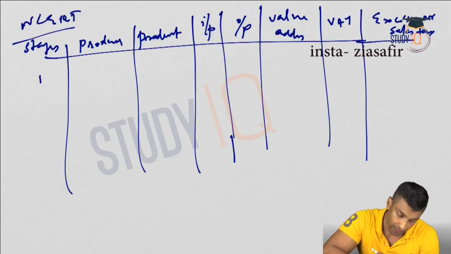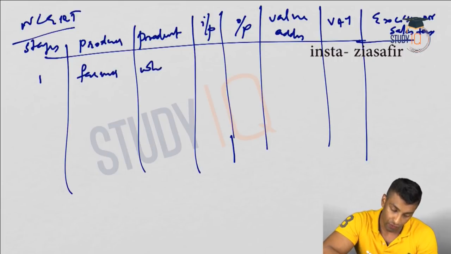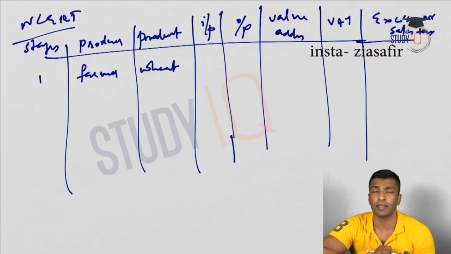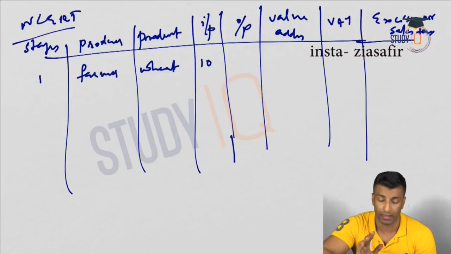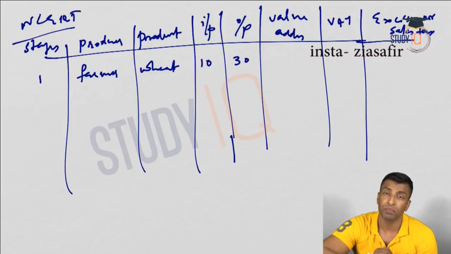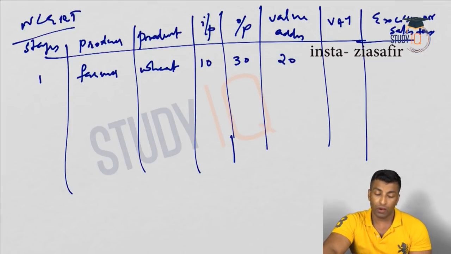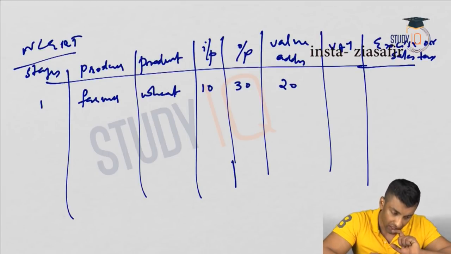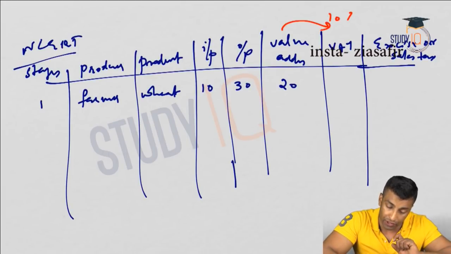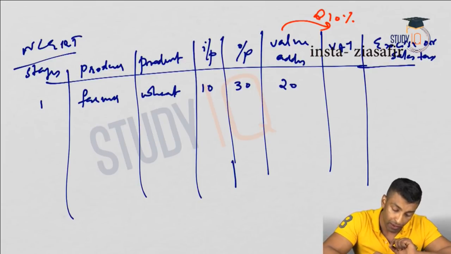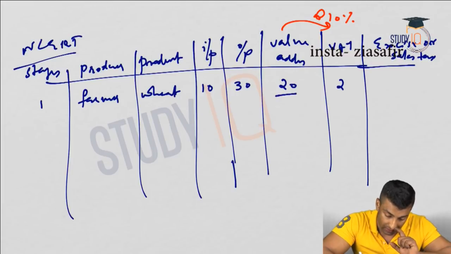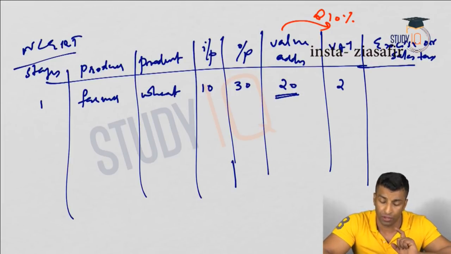Let's take first stage. Let's talk about the case of a farmer who is producing wheat. Take the case that he has some cost of input, let's say it is 10 rupee, and output, let's say 30. So here you can see the value addition will be output minus input, that is going to be 20. Now if you take VAT at 10%, what is going to be the tax that you need to pay? You will be paying 2 rupees because 20 is the value addition, 10% of 20 is 2.